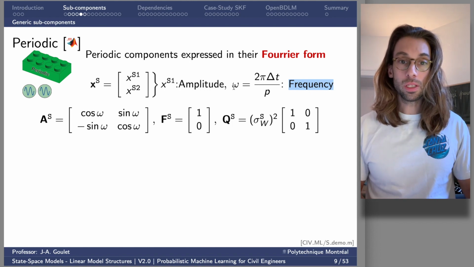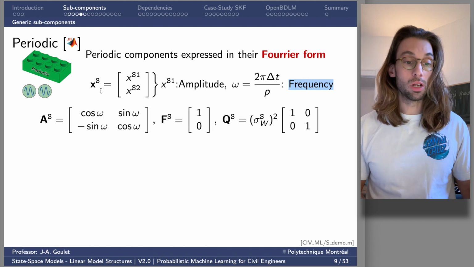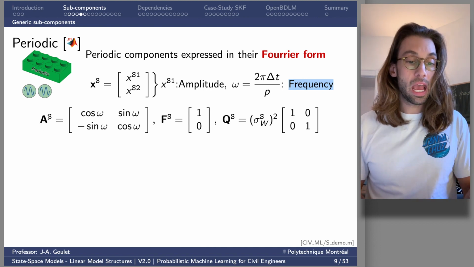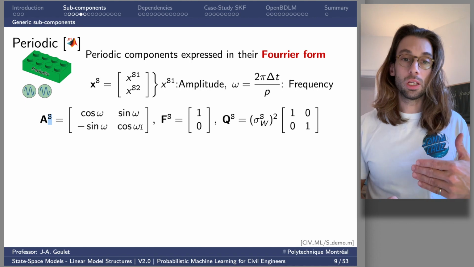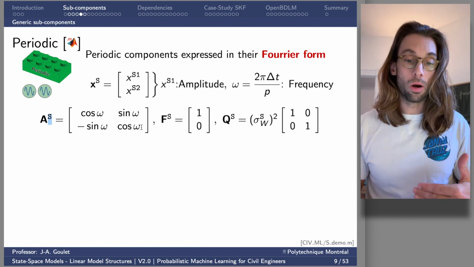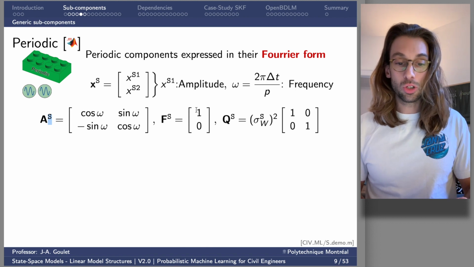So from that frequency, I can build my transition matrix. My transition matrix A superscript S for my periodic component is going to be cos of omega, sin of omega, minus sin of omega, and cos of omega. This is what we call the periodic component expressed in its Fourier form. So in this case, again, this should be transposed.